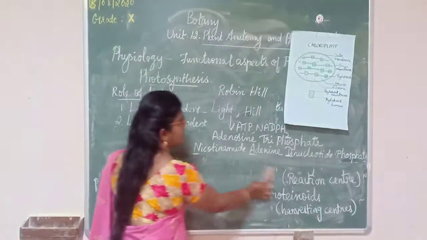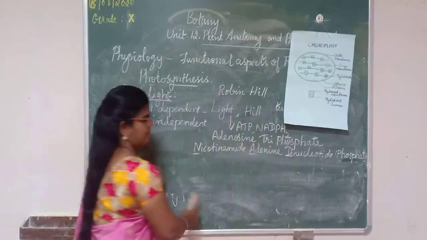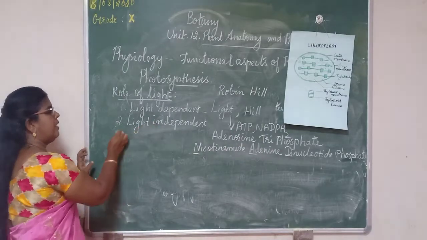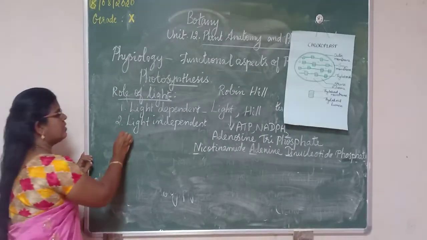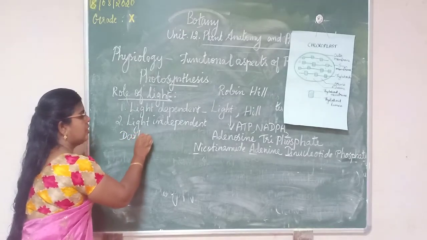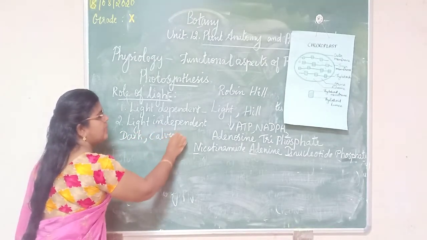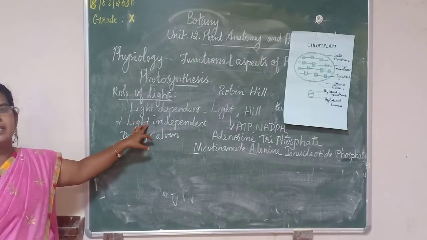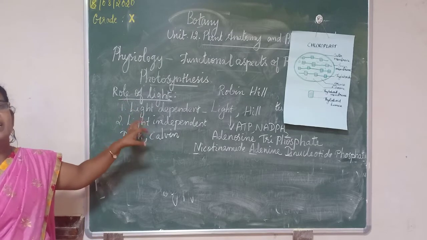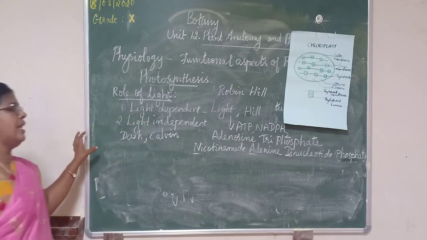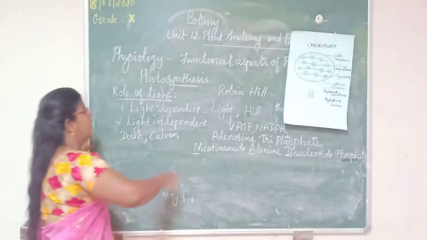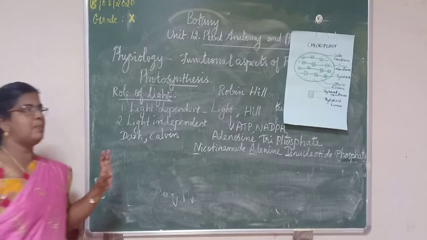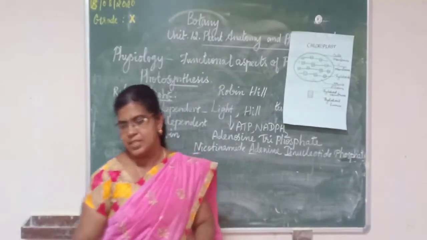Next one is dark reaction. The second photosynthetic reaction is dark reaction, or light independent reaction. This light independent reaction is also called dark reaction or Calvin cycle. Why is it Calvin cycle? This light independent reaction was discovered by Melvin Calvin, so this reaction is named after the scientist Melvin Calvin. You must know where it takes place and what the end product of this reaction is.